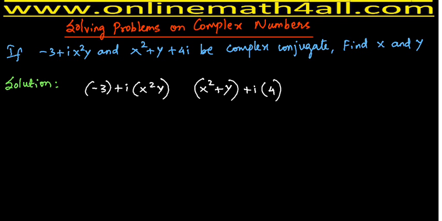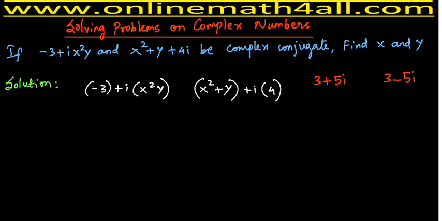These two complex numbers are conjugate to each other. Now I will tell you a simple example. 3 positive 5i, 3 negative 5i. So what do you feel about these two complex numbers, 3 positive 5i and 3 negative 5i?